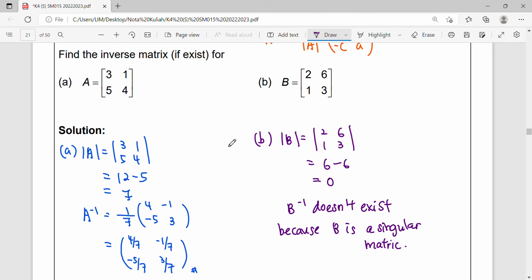So what we're doing here is finding the inverse using adjoint concept. So actually you learn, but you don't know this is called adjoint.